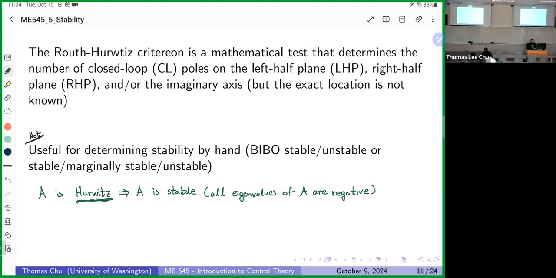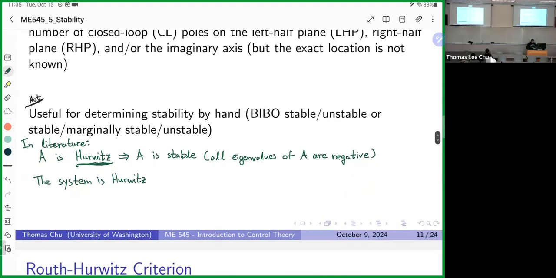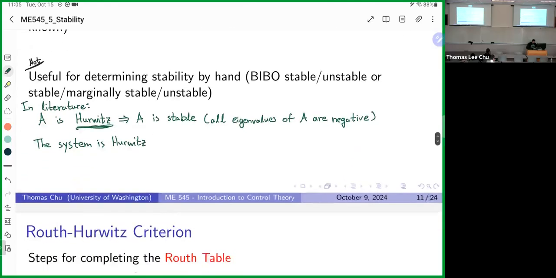So you'll hear the saying if they say the system is Hurwitz or A is Hurwitz. Maybe this is something you will read in literature. It's just a saying. I don't know why they don't just say A is stable or the system is stable. They like to say the system is Hurwitz, maybe to sound smart at conferences. Don't know. Something I've noticed. So that's just a saying. They don't say A is Routh-Hurwitz. They just say A is Hurwitz.